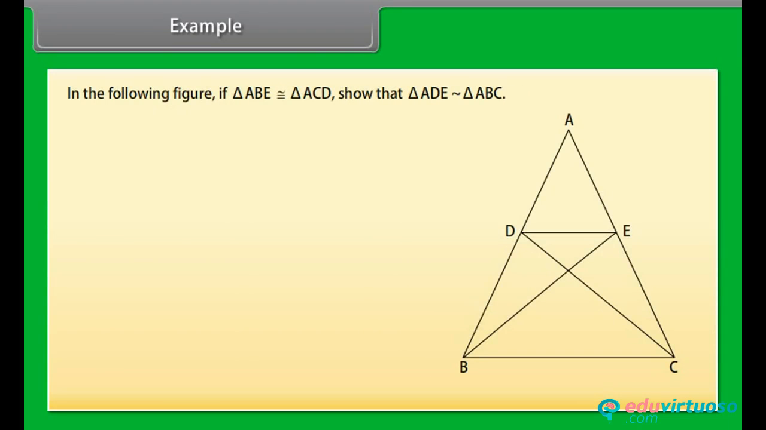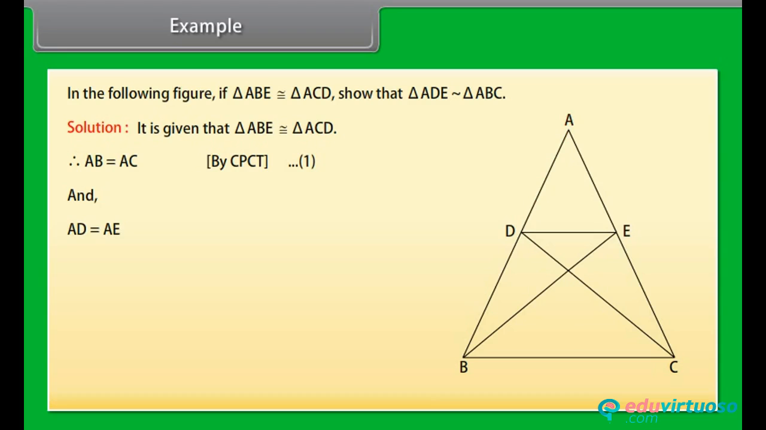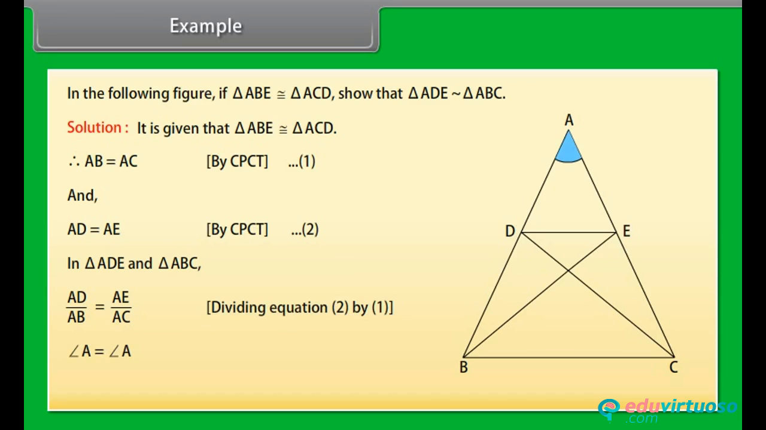In the following figure, if triangle ABE is congruent to triangle ACD, show that triangle ADE is similar to triangle ABC. Solution. It is given that triangle ABE is congruent to triangle ACD. Therefore, AB equals AC by CPCT, mark it as 1, and AD equals AE by CPCT, mark it as 2. In triangles ADE and ABC, AD upon AB equals AE upon AC, dividing equation 2 by 1. Angle A is equal to angle A, common angle. Therefore, triangle ADE is similar to triangle ABC by SAS similarity criterion.